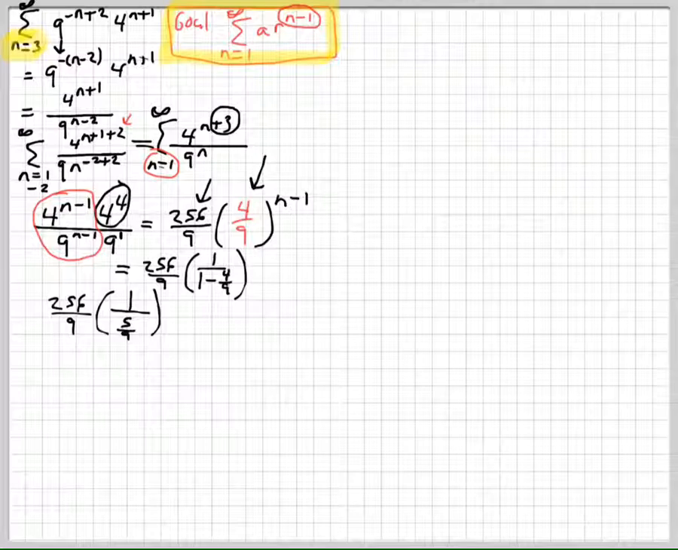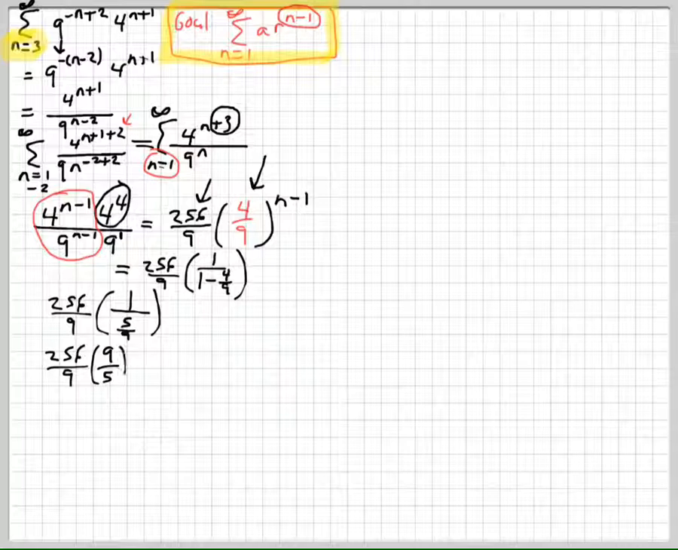And just doing a little bit of arithmetic here. This would be the same thing as 9 fifths, right? If you take 1 and divide it by 5 ninths, it's the same thing as multiplying by 9 fifths. And you notice that here, the 9 cancels out. And you get that this geometric series, its sum, is 256 over 5.